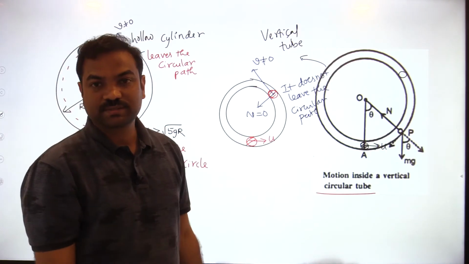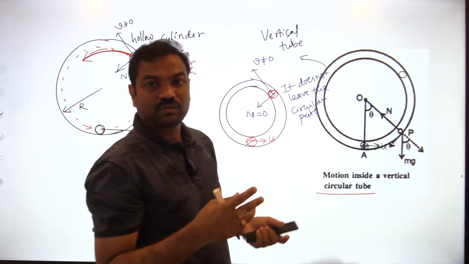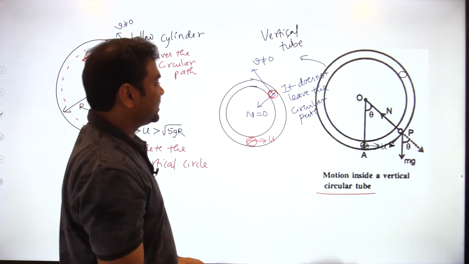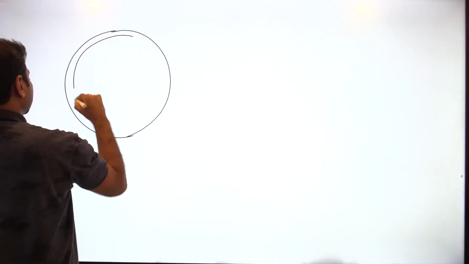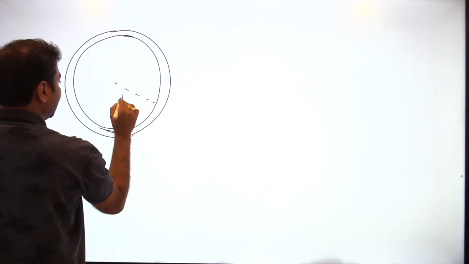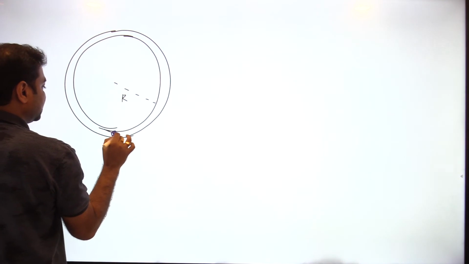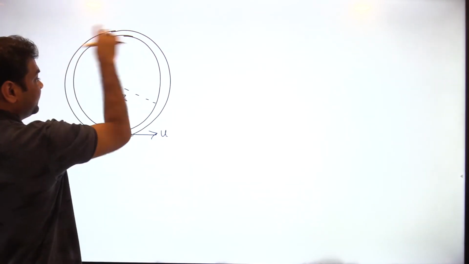Here also, same case. Whenever you are keeping the object in a circular tube, there is no question of leaving the circular path. Then what is our logic now? To make a particle complete the vertical circle, this is the tube, okay? The radius of the tube is r. Now I am taking one particle here. Now the particle is projected with velocity u in such a way that it has to complete the vertical circle.